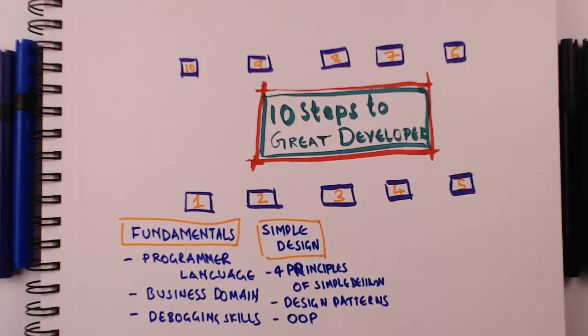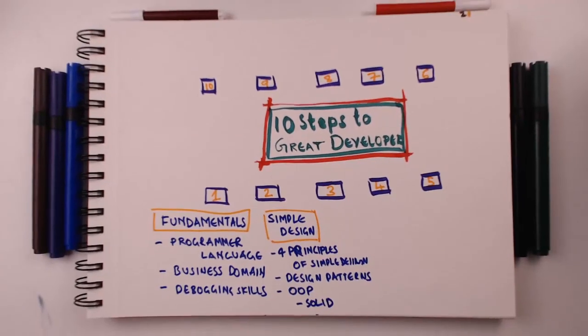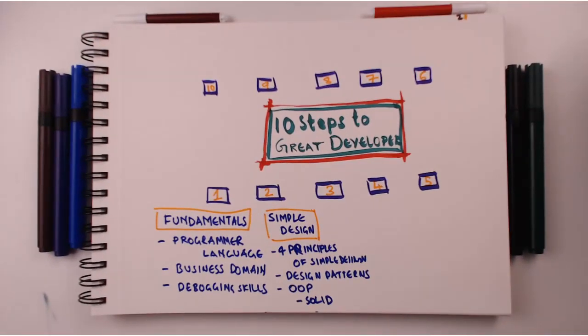So you need to make sure that you understand the SOLID principles. If you don't know what the SOLID principles are, you can find a link in the description which will help you to learn the basics of SOLID principles. SOLID principles help you to write good object-oriented code. The other part of simple design is to develop loosely coupled applications which are maintainable.